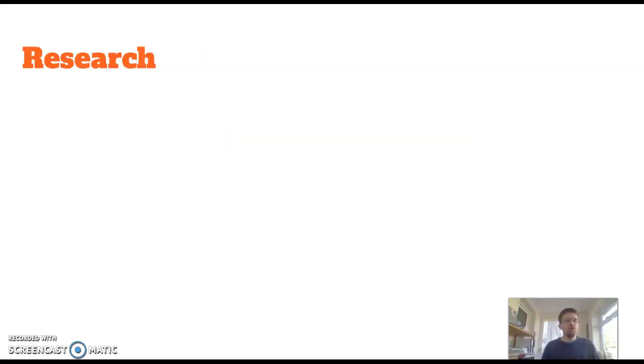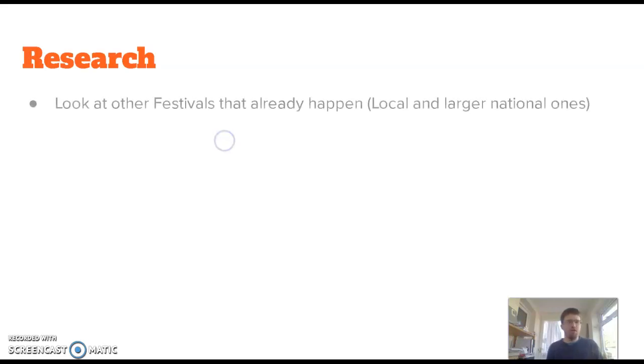But before we start coming up with your ideas and what you want to do, we're going to do some research around other festivals that already exist. So you're going to look at other festivals, maybe local ones and larger ones. Some examples could be Stockton International Riverside Festival that happens every year. That's not just a music festival, lots of arts happen and other things that would be worth looking at.